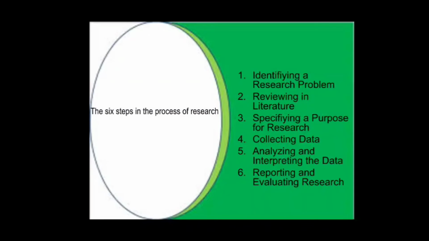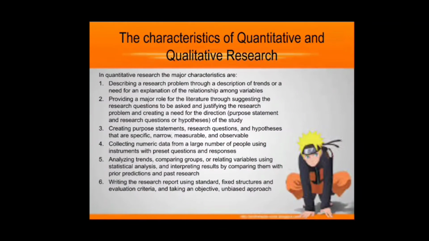Next, the characteristics of quantitative and qualitative research. In quantitative research, the major characteristics are: first, describing a research problem through the description of trends or a need for an explanation of the relationship among variables. The second, providing a major role for the literature through suggesting research questions to be asked and justifying the research problem and creating a need for the direction of the study.